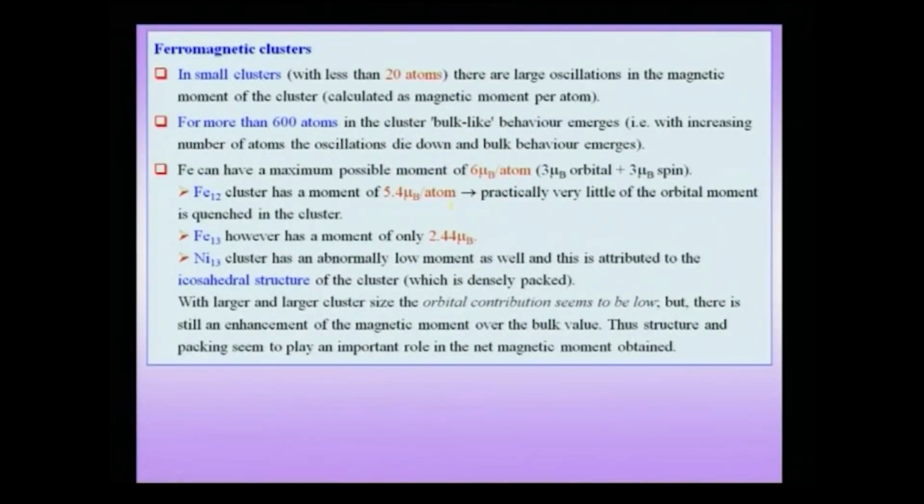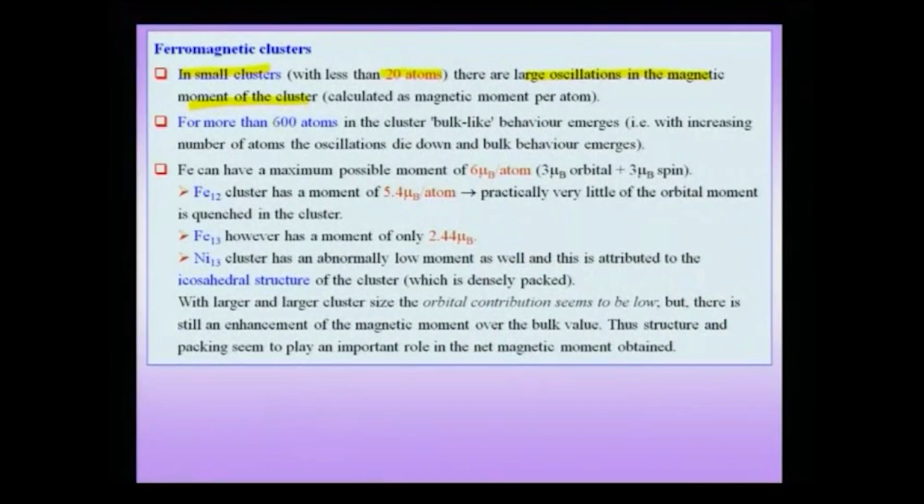When you are talking about ferromagnetic clusters, we identify the regime of small clusters with less than about 20 atoms. And here there are large oscillations in the magnetic moment of the cluster, and of course, we are talking about the magnetic moment per atom. We already noted before that when you decrease the size or the scale of the system, the magnetic moment increases above the bulk value. Now, we will note how this behavior becomes really drastic when you are talking about small clusters.